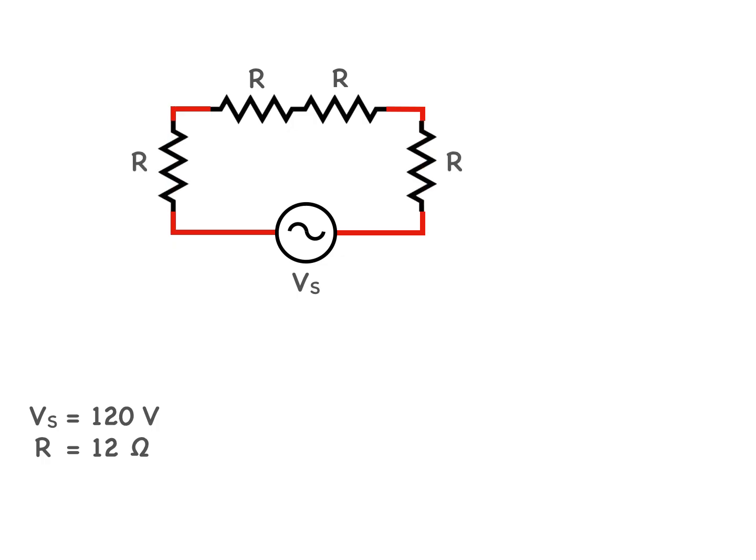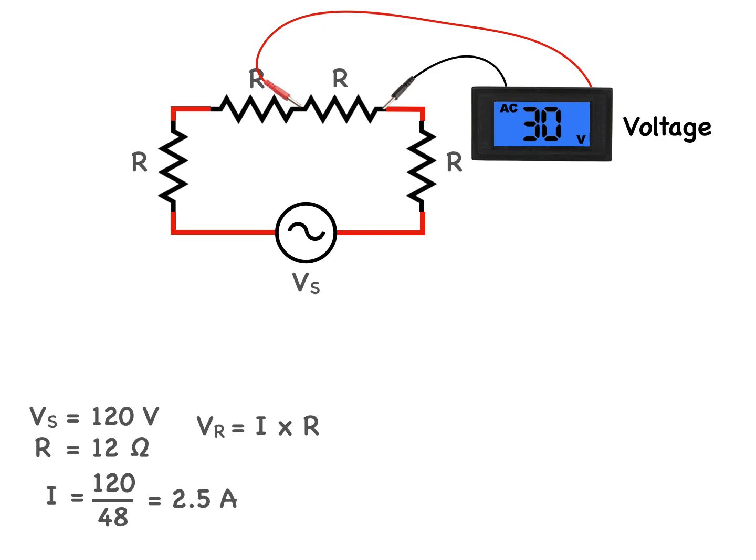Now, let's take a look at this circuit, but this time let's quadruple the resistance in the circuit. The total resistance in the circuit will now be 48 ohms. Using Ohm's law, we can calculate the current in the circuit, which is 2.5 amps. Ohm's law tells us that the voltage drop across each resistor will be the current through that resistor times the resistance. However, we don't have to know or calculate the current in order to calculate the voltage drop. We can use the source voltage divided by the total circuit resistance.